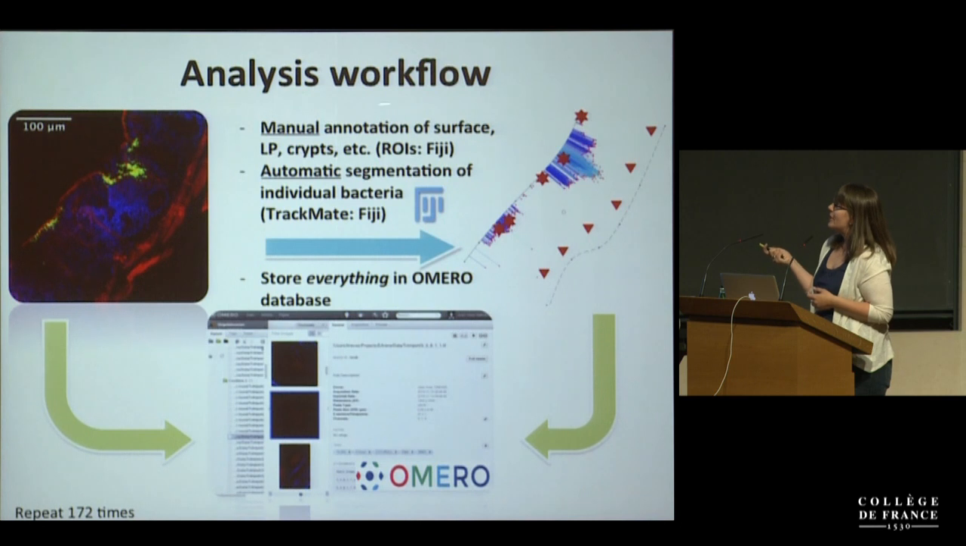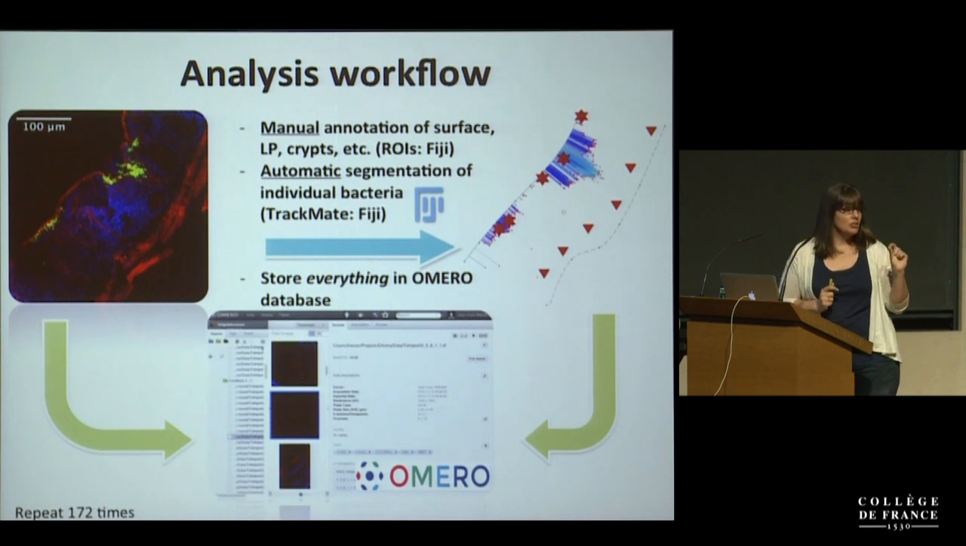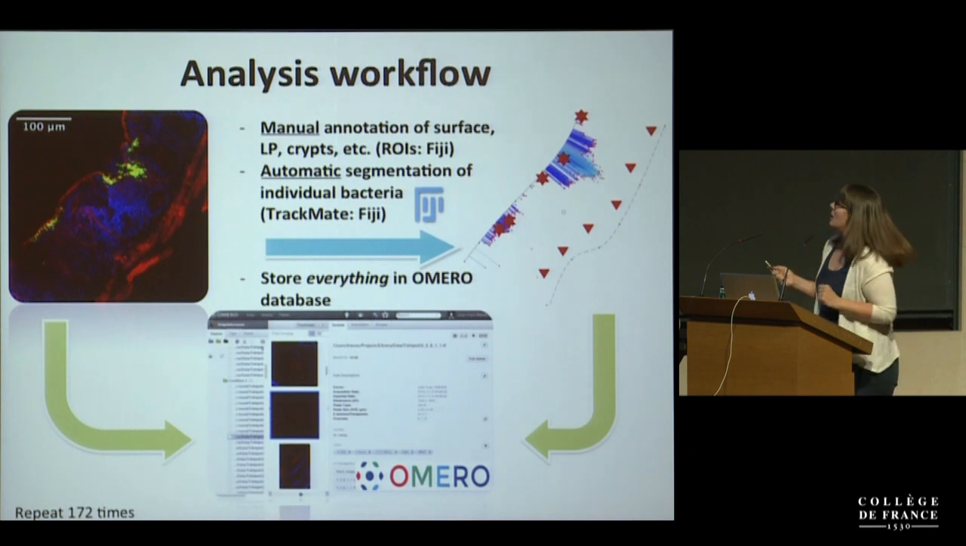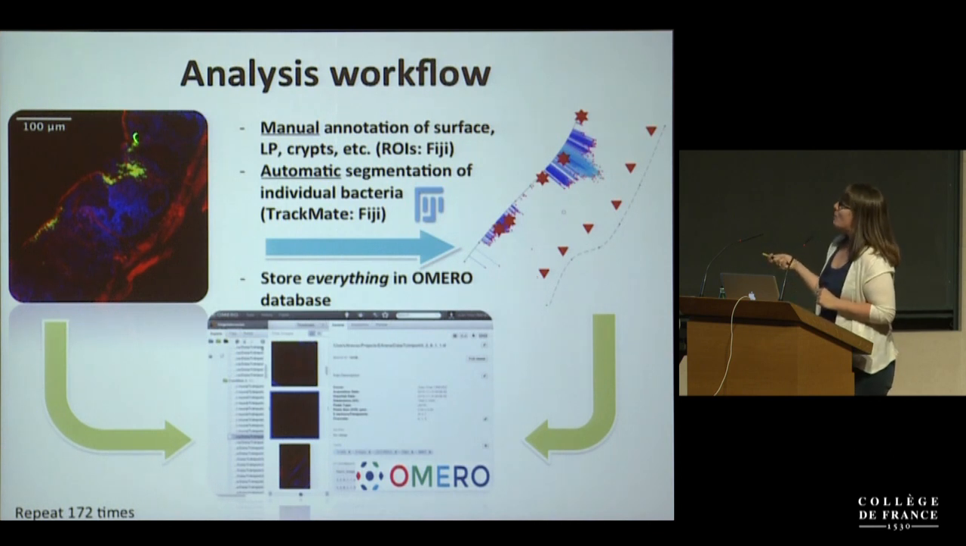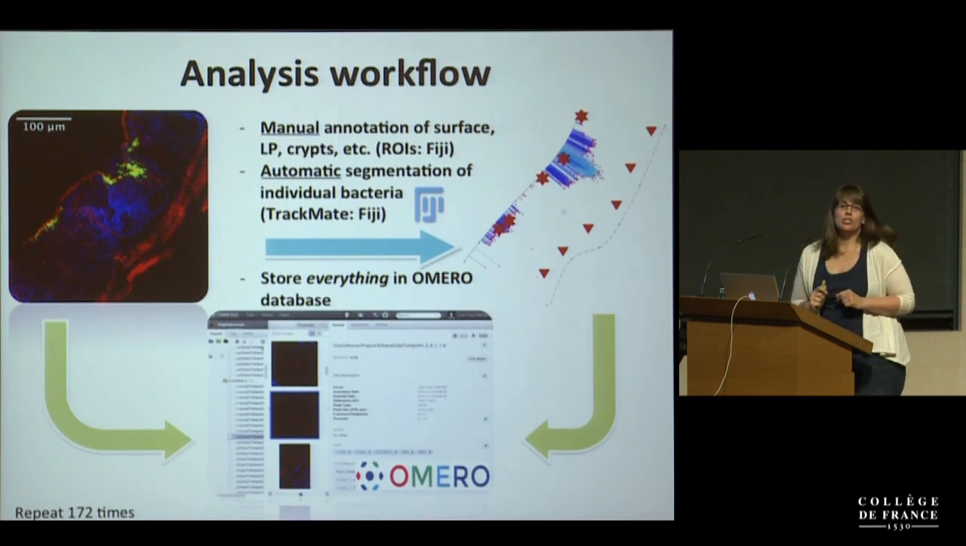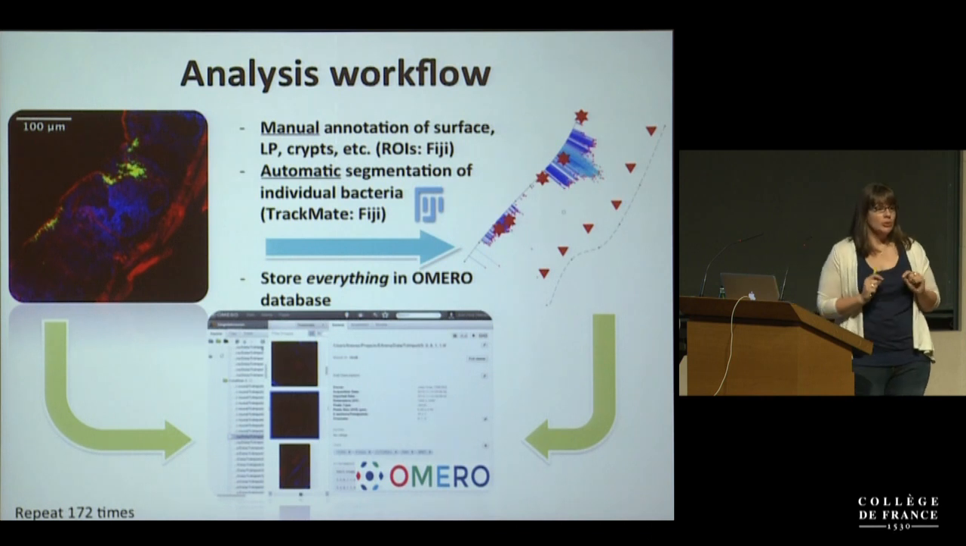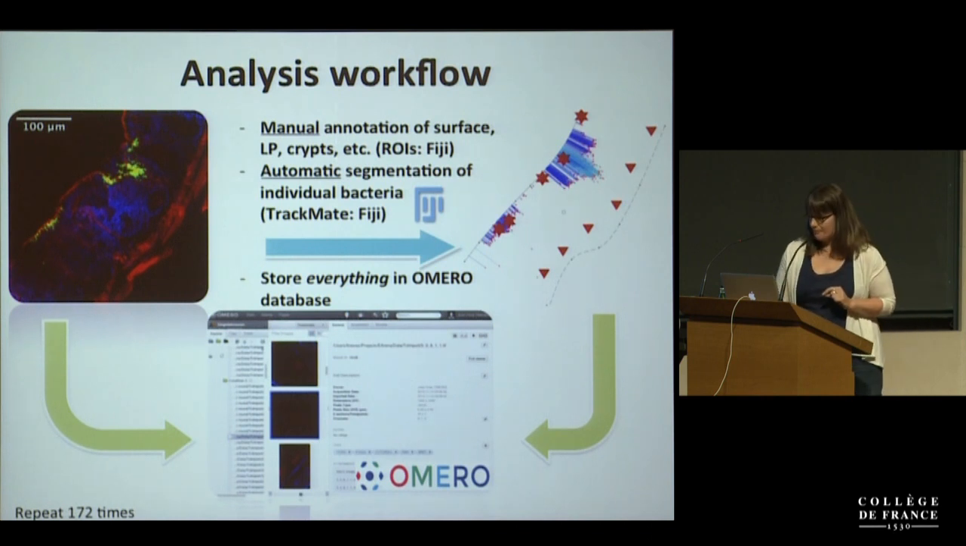So first, with the manual annotations, we had to delineate the surface, basically define the mucosa, and then those main morphological features of the colon, the crypts. And we did that all by hand, by drawing ROIs in Fiji. And then we did an automatic segmentation of individual bacteria using the plug-in TrackMate in Fiji as well.